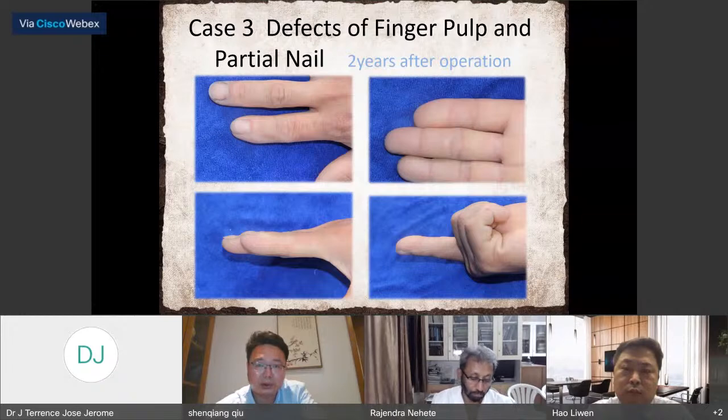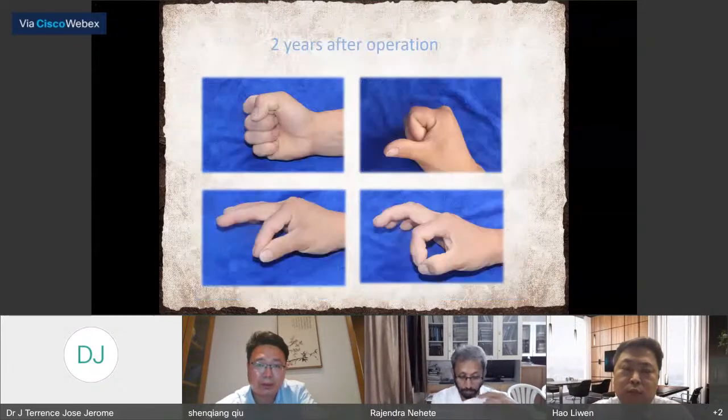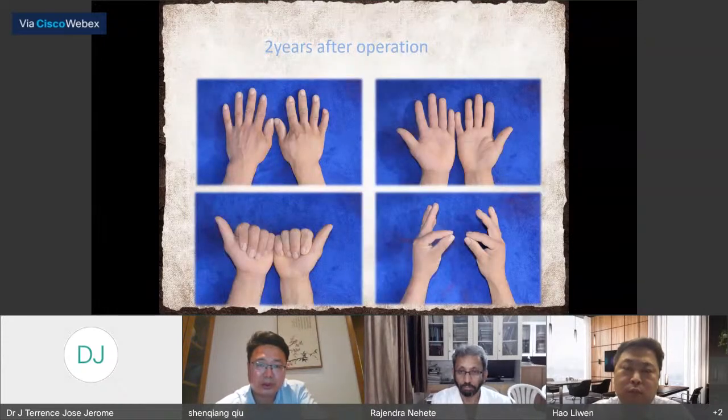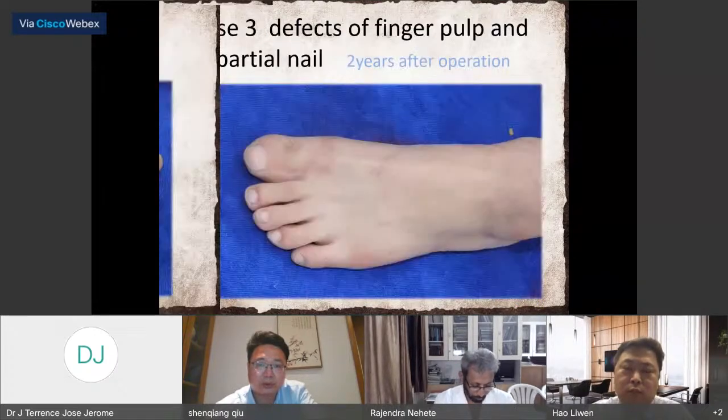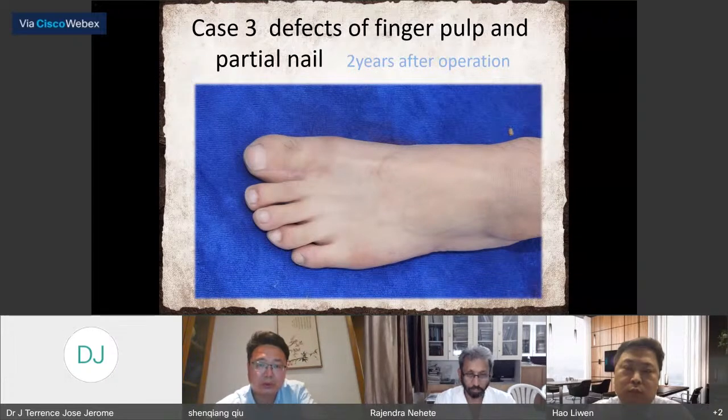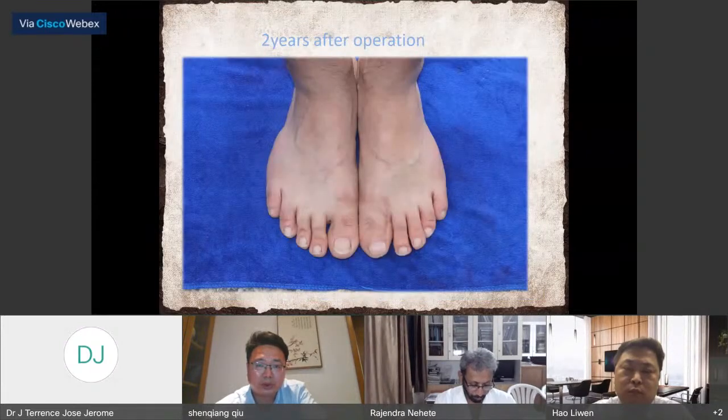Two years later, function is good. After all, the joints are well preserved. Two hands look the same. Shape and function of the foot is very good. The big toe is almost restored to normal, as well as the toenail. Two feet are almost the same.